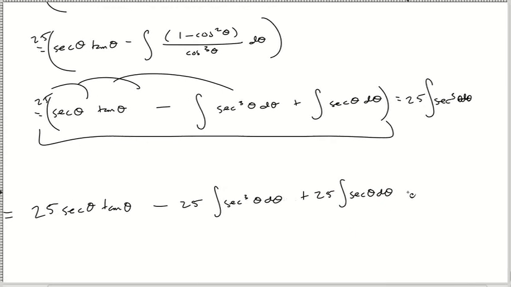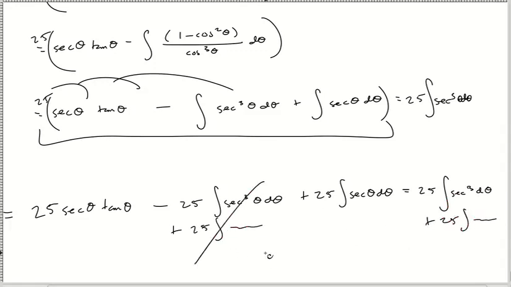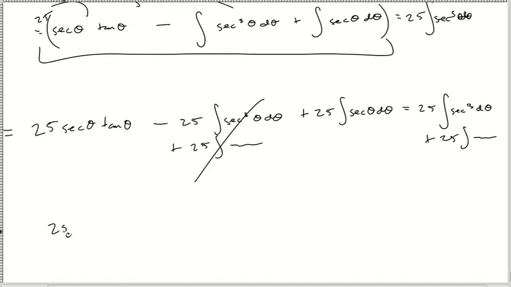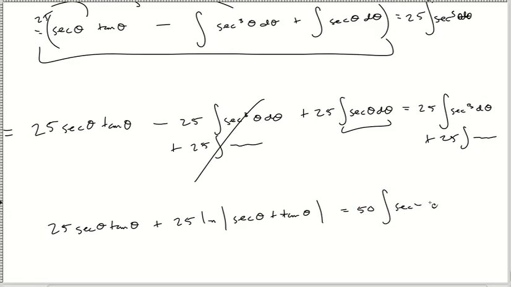Try to get a little bit more room. This whole thing here still equals 25 integral of secant cubed d theta. I'm going to add 25 integral secant cubed to both sides, making that side over there 50. And do you know what the integral of secant is just by itself? Do you remember it? Yeah, I just told you. It was ln of secant plus tangent. And now on this side, we got 50 integral secant cubed d theta. Phew.